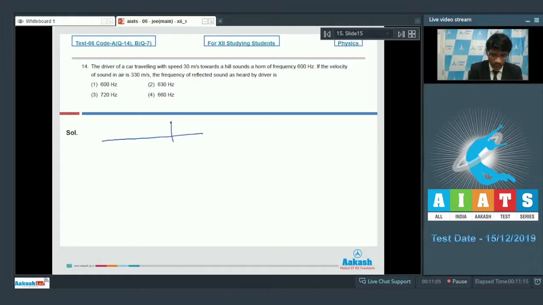Let's consider this part being the hill here. At first, it is making a sound of the frequency that has been given, how much? It is 600 Hz. So for the first time, when the sound is reflected from here, its frequency becomes F1. So I would say F1 is equal to V divided by V minus the speed, 30, so it is V divided by 300, into F0.